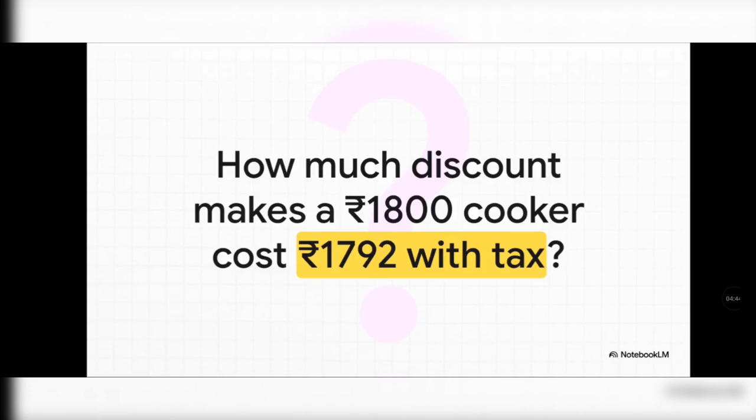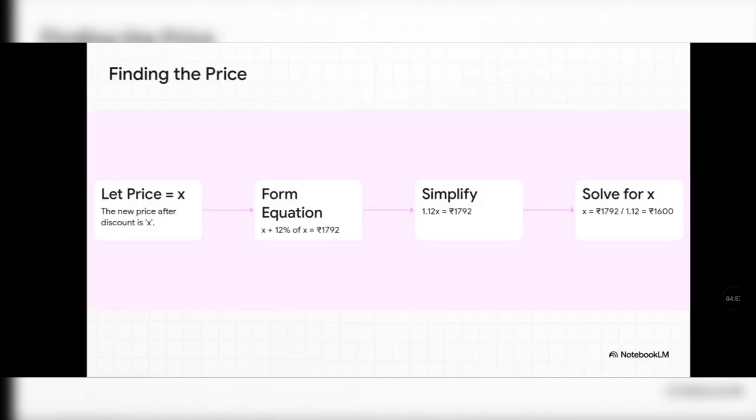Now here's the real kicker. That final price of 1792 already includes the 12% GST, and that tax is calculated on the new discounted price, not the original 1,800. So, how do we crack this? It's all about setting up the right equation. Let's just call the new discounted price X. We know the final bill is this new price X plus the 12% GST on X. So that means X plus 0.12X equals 1792. That simplifies to 1.12X equals 1792.